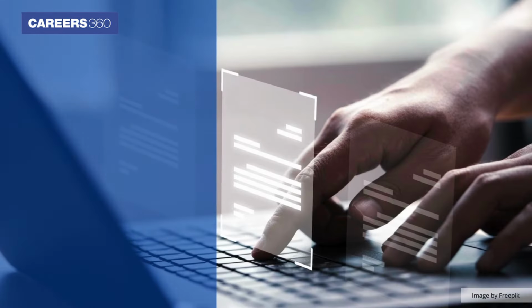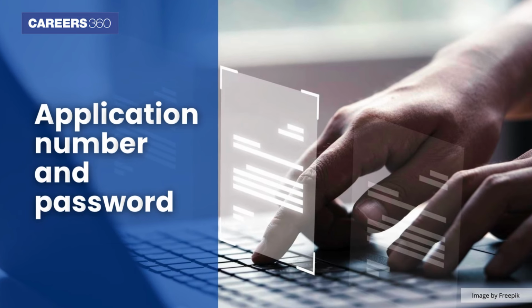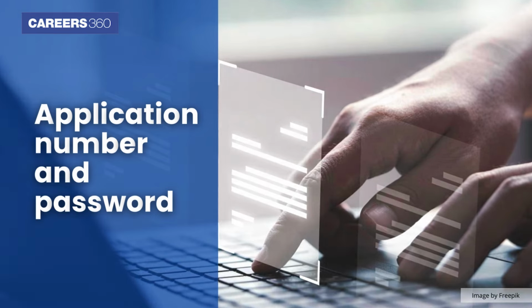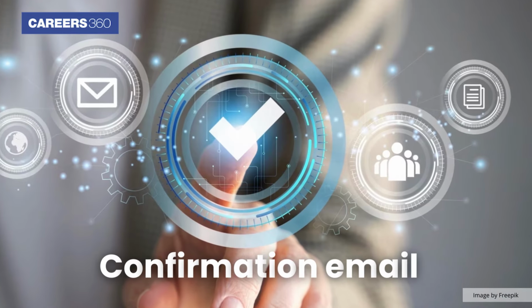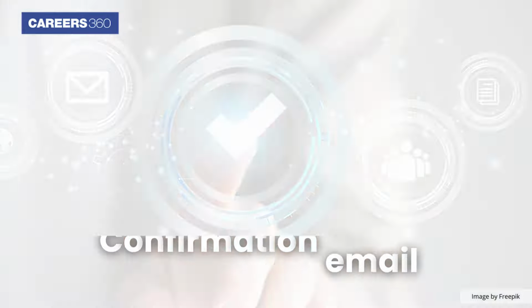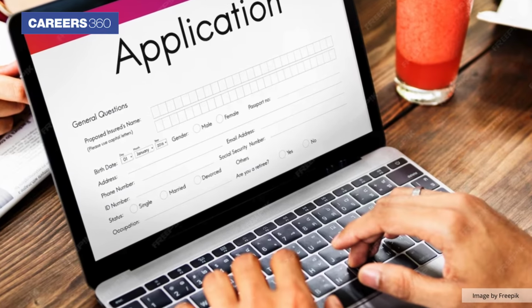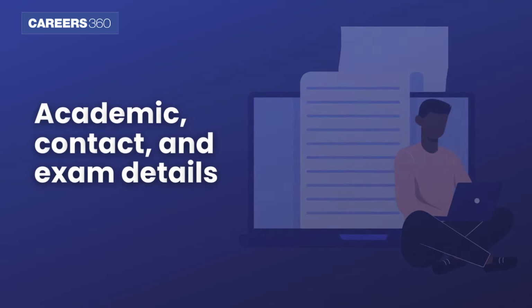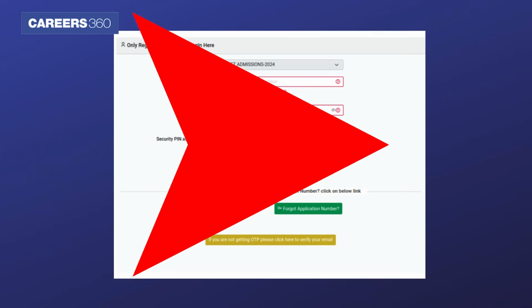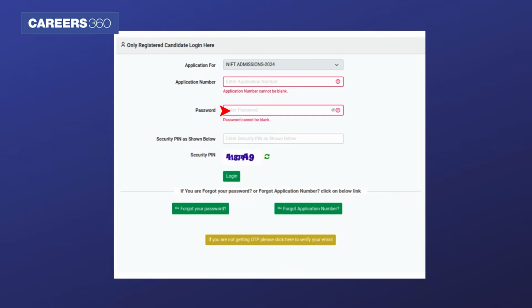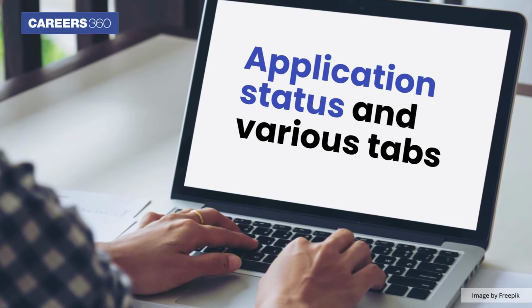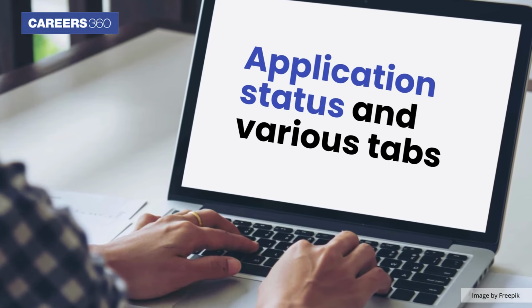Once you do that, you will get your application number and password, which you need to note down and keep safely. You will also receive a confirmation email with your login credentials. The next step is to fill the application form with your academic, contact, and exam details. To do this, you need to log in with your application number and password on the official website. You will see a dashboard with your application status and various tabs.